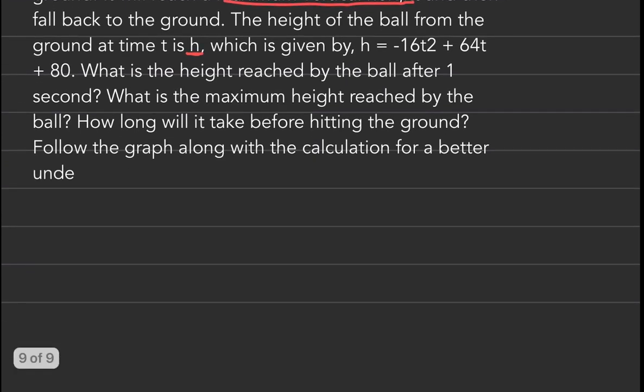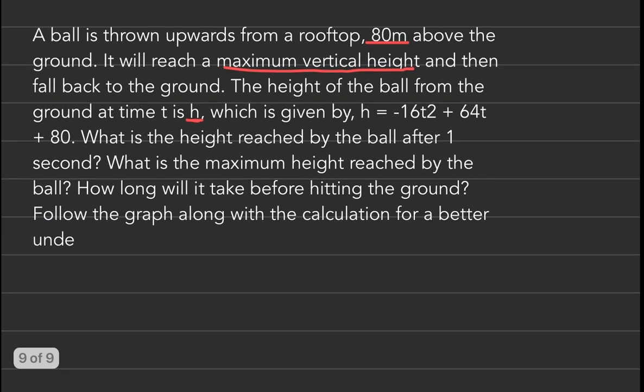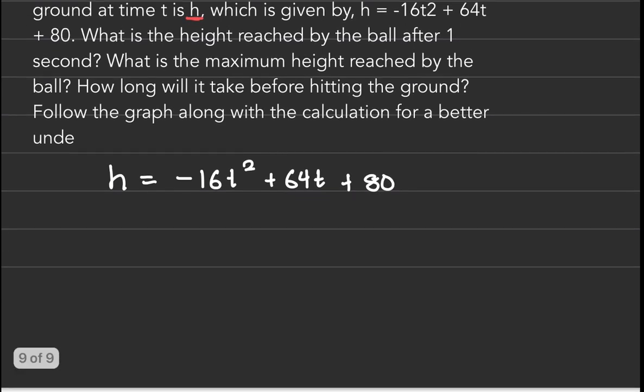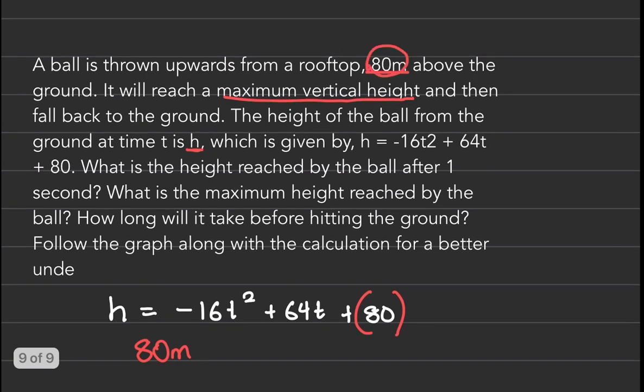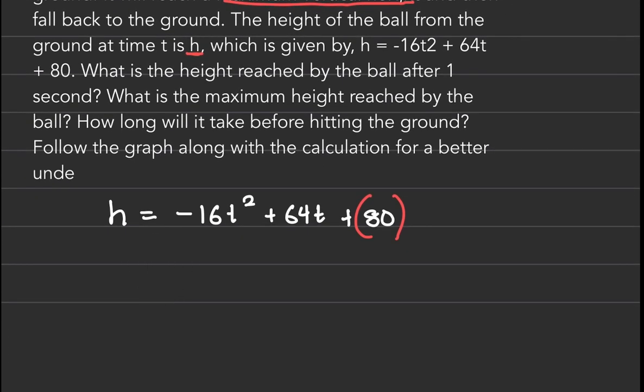Alright, let's break this up now. We know that the equation says h is equal to negative 16t squared plus 64t plus 80. And just by a visual look, we would say that the y-intercept, or the height thrown, would be initiated by 80 meters above ground. So that's 80 meters above, and it's also mentioned here. Now they're asking us, what is the height reached by the ball after 1 second?